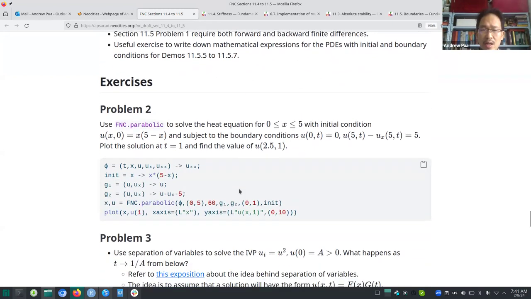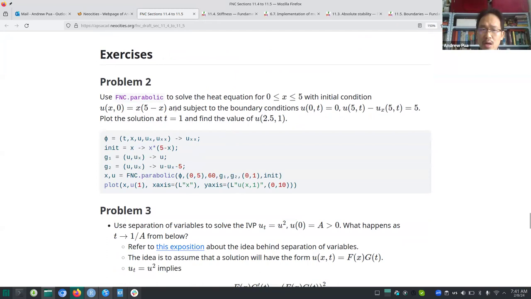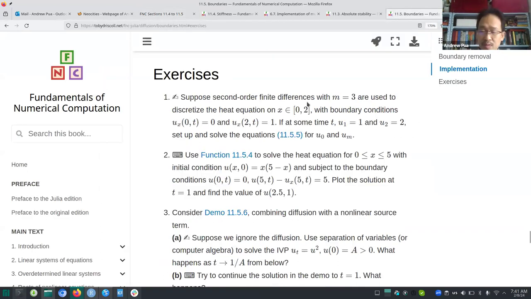Now there are other exercises that are available that really are about accounting for these boundary conditions. So it's really a matter of doing a setup and then using the built-in solver from FNC called parabolic, and it accounts for the fact that you have those boundary conditions, okay, of whatever type. So you have to set up the PDE, you set up the initial conditions, you set up the boundaries, and then you apply parabolic, and then there's a syntax that is available. So let me just show you.